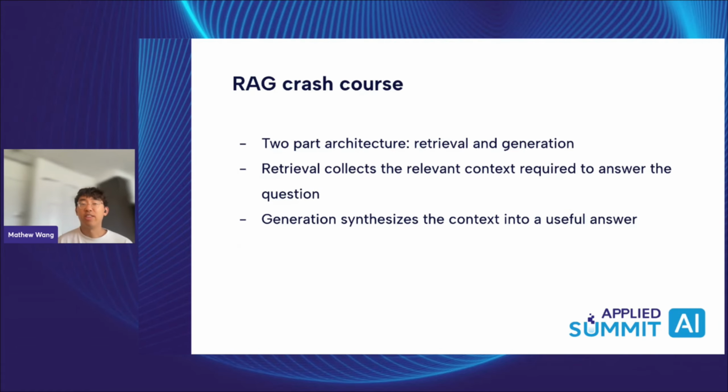Like I said, this talk is at the intermediate level, but I will do a really quick crash course on how some of the basic building blocks work. The first key concept you have to understand for this talk is how RAG works. Just in the name, you can understand a lot about it. RAG stands for Retrieval Augmented Generation, and that reflects its two-part architecture: the retrieval and then the generation part. The first part, retrieval, collects all of the relevant context required to answer a question. The second part, generation, uses LLMs to synthesize that context into a useful answer.